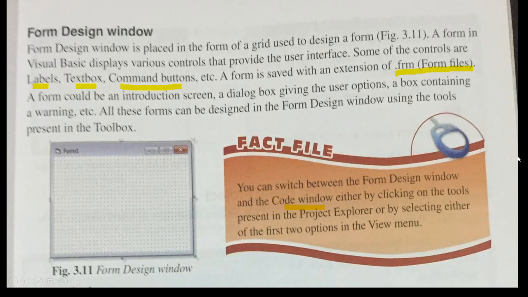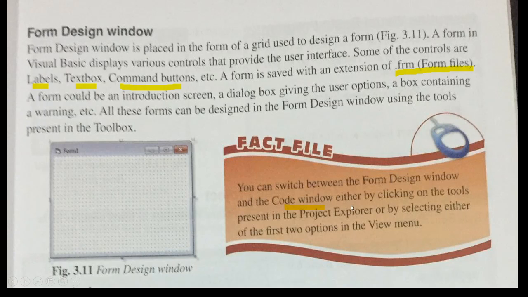Form design window is placed in the form of a grid used to design a form. A form in Visual Basic displays various controls that provide the user interface. Some of the controls are labels, text box, command buttons. A form is saved with an extension of .frm. A form could be an introduction screen. So here is the form design window.